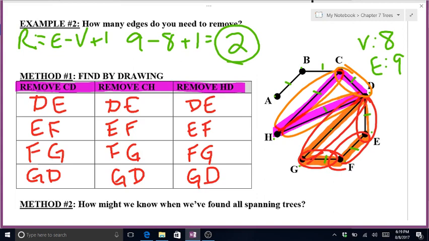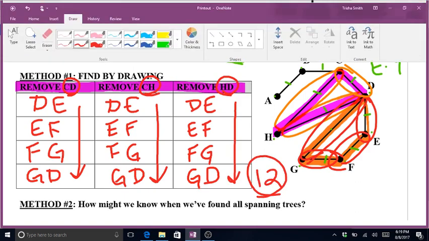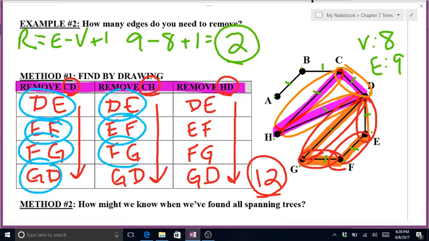So I can remove side CD and any one of these 4 options, or I could remove CH and any one of these and any one of these 4 options, or I can remove HD and any one of these 4 options. So that gives me a total of 12 different options. Again, I can just get that from counting. I've got 1, 2, 3, 4, 5, 6, 7, 8, 9, 10, 11, 12.